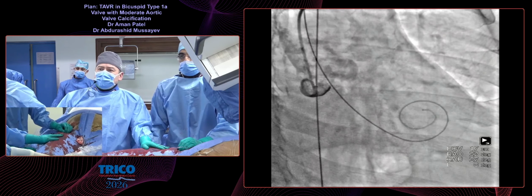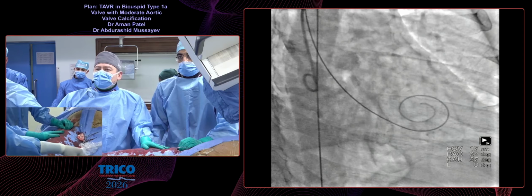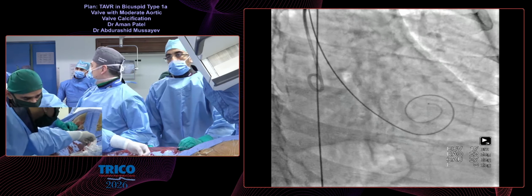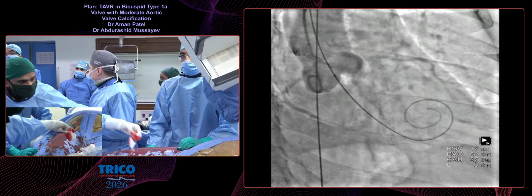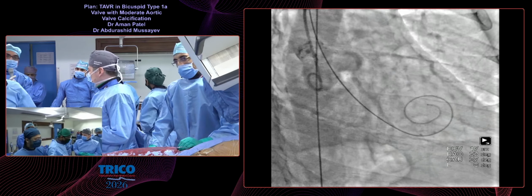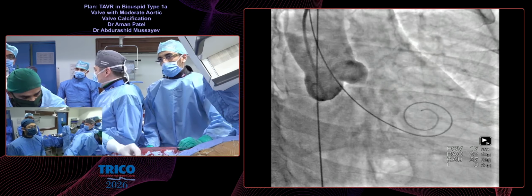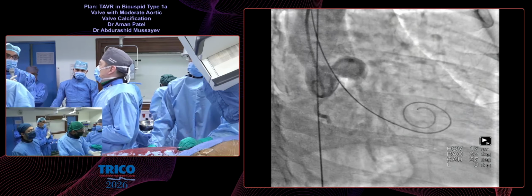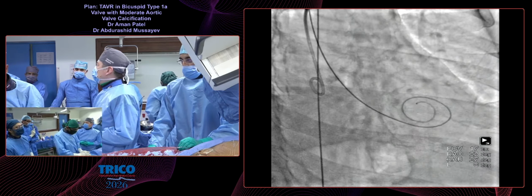What is your opinion? Could we do direct implantation or should we do predilation in this case? I would definitely go for predilation. Given the bicuspid valve, the intercommissural distance is not bad, but I think you don't want the valve to move in just one direction. Yes, it is a high risk of valve embolization.